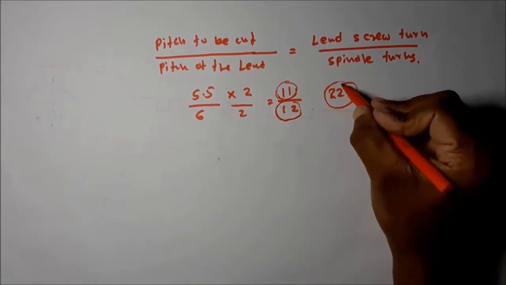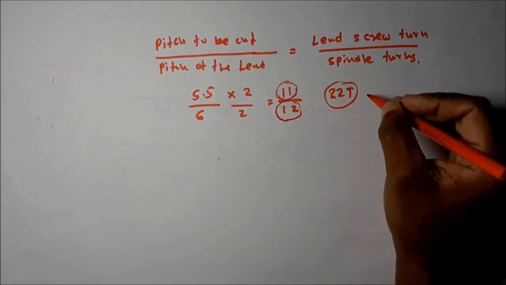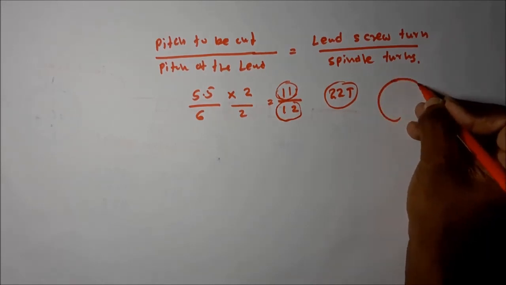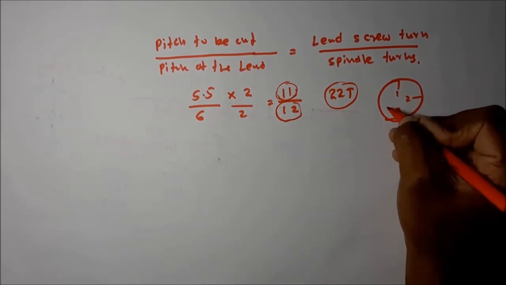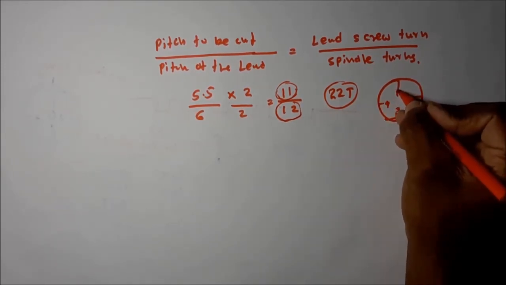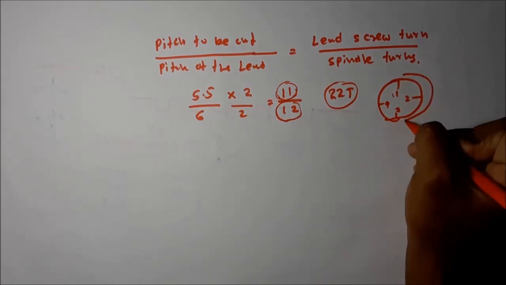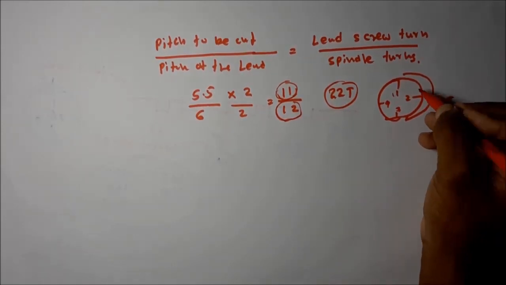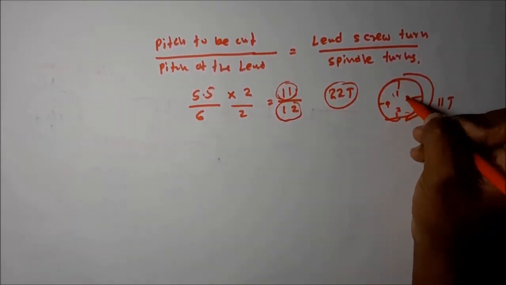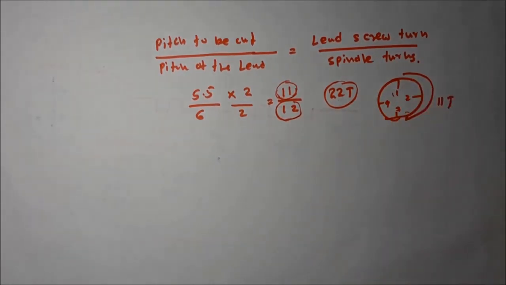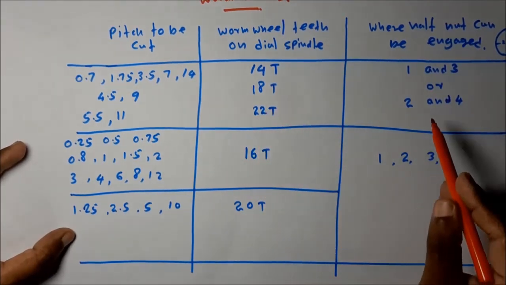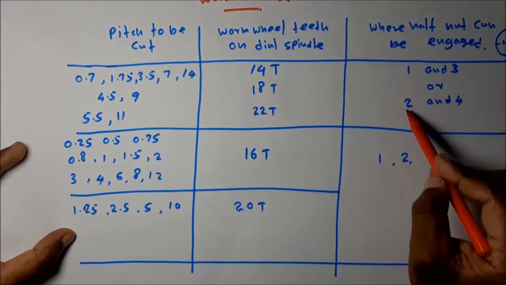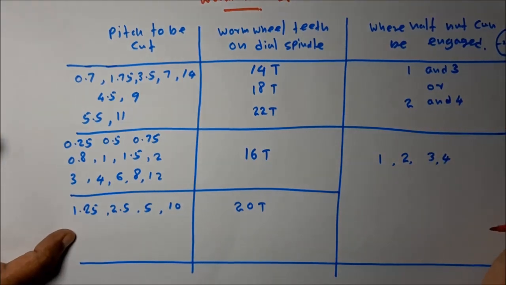If you use the 22 teeth worm wheel, we have 2 engagement positions, 1, 2, 3 and 4. If you engage somewhere here, next time we can engage at 1 or 3. That means it will produce 11 teeth for half a revolution, therefore a complete revolution is 22 teeth. That's why here for the 5.5 we have the 22 teeth worm wheel. The engagement positions we have to use are 1 or 3, or 2 or 4. Okay.